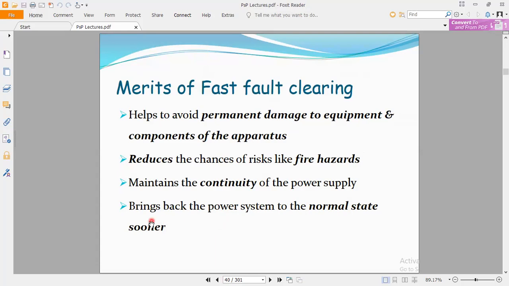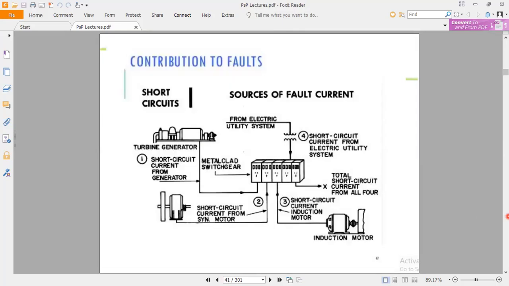Now moving towards the last point, bringing the power system back to the normal state sooner. Further, the contribution to faults. So, short circuit to the source of fault current. In this picture, it is divided into four sections. Number one, turbine generator, and further the flow towards the short circuit in different sections. The driving aspects are the synchronous motor, induction motor, and further the utility system.